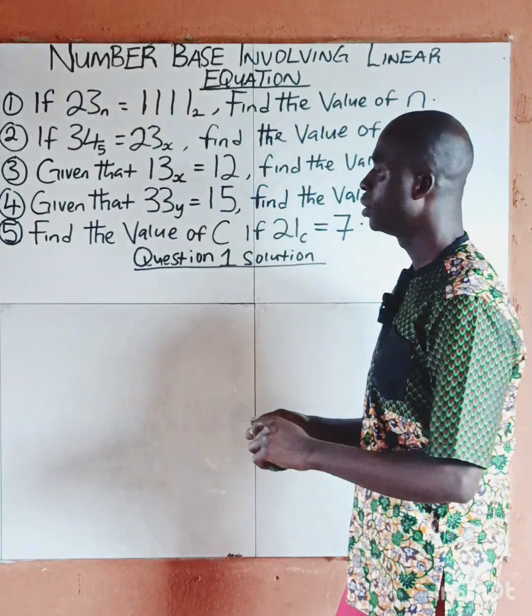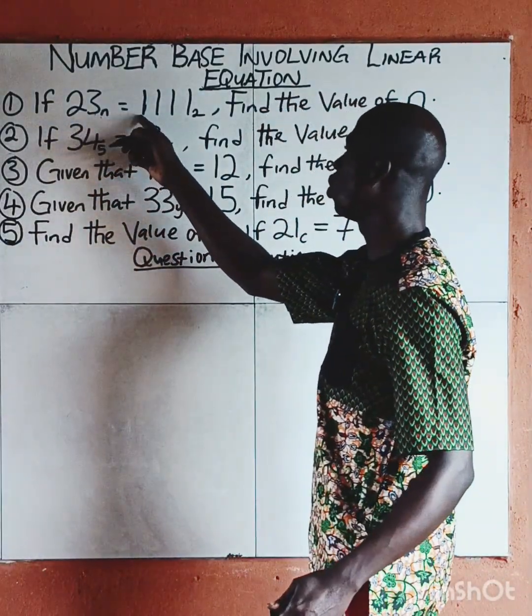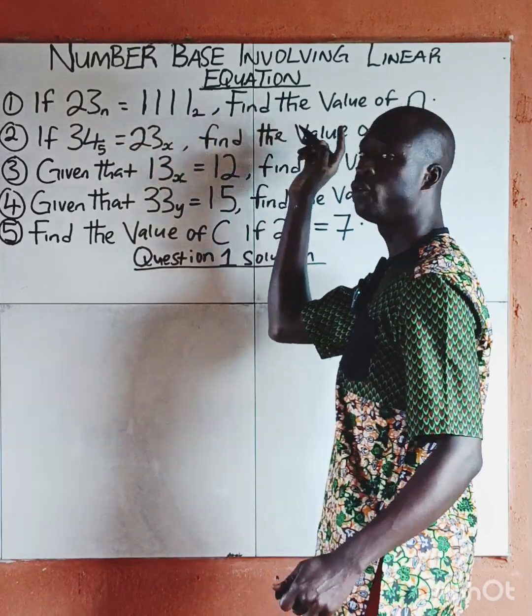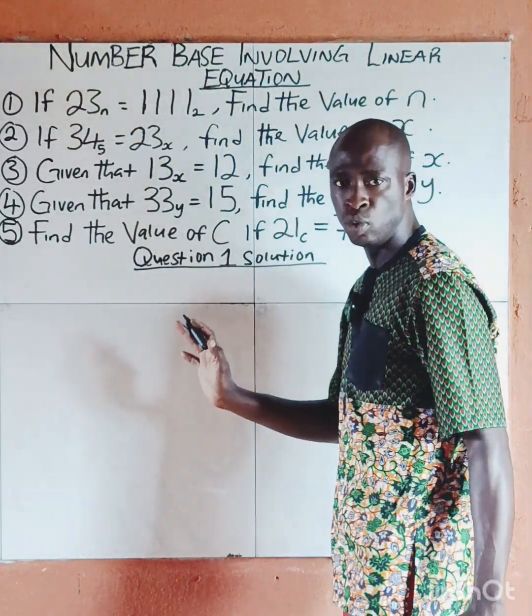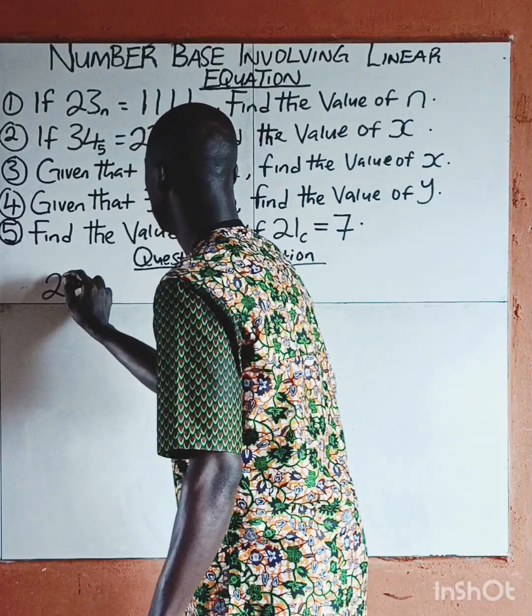For question number one, it says if 23 base n is equal to 1111 base 2, find the value of n. It is very simple. What you simply do is, let me come right here and rewrite it.